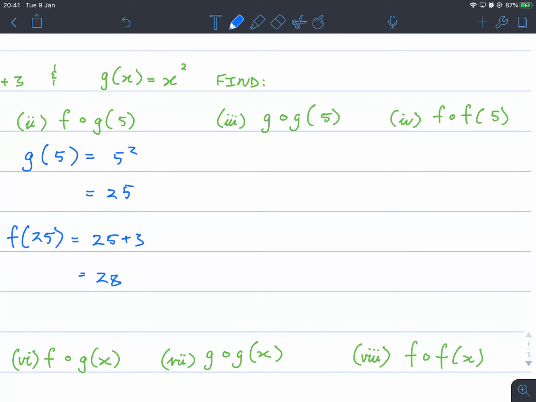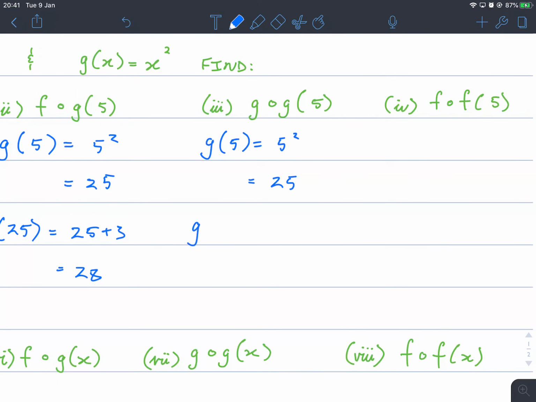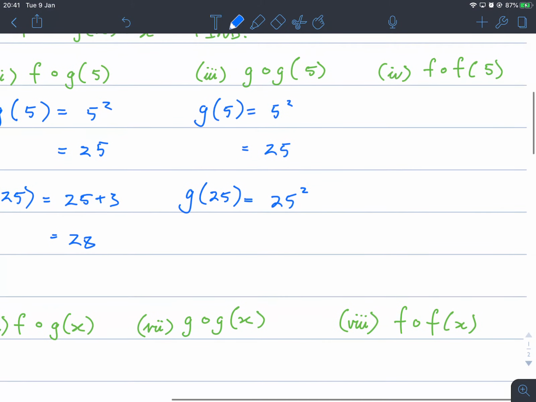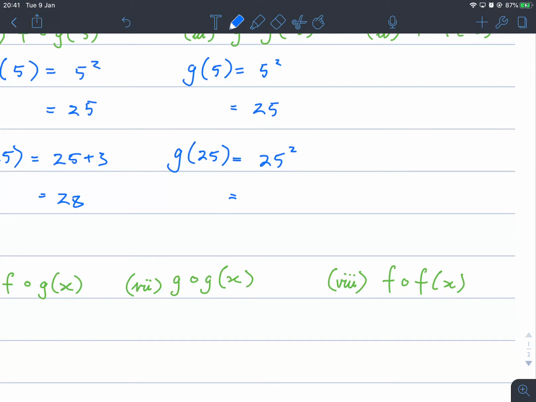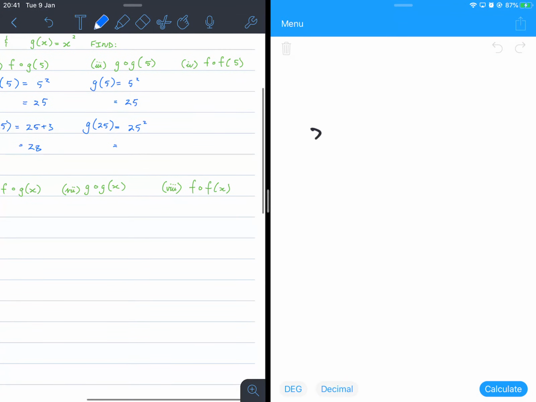We can actually do a double function where we substitute the result of one and re-substitute it again. So let's take g of g of 5, working from right to left. Let's do the first function first. That is equal to 5 squared, which is 25. And then we take g of 25, that's 25 squared. Just from the top of my head, I think that is... nope, not even going to try. Let's use my calculator. 25 squared, 625.